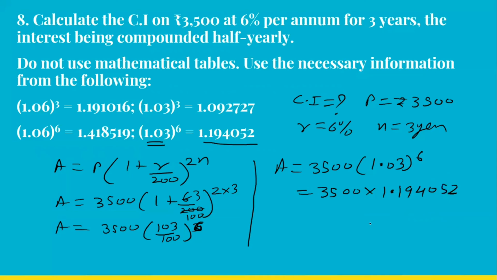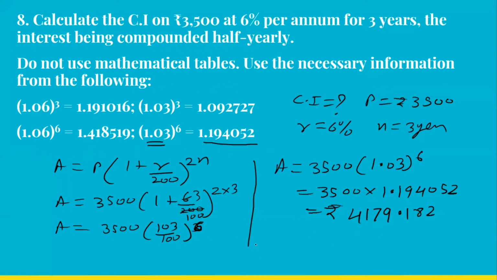And you are given the value of 1.03 raised to 6 as 1.194052. On multiplying this, you get rupees 4,179.182. Writing to 2 decimal places, you get rupees 4,179 and 18 paisa. Now you are asked to find the compound interest.